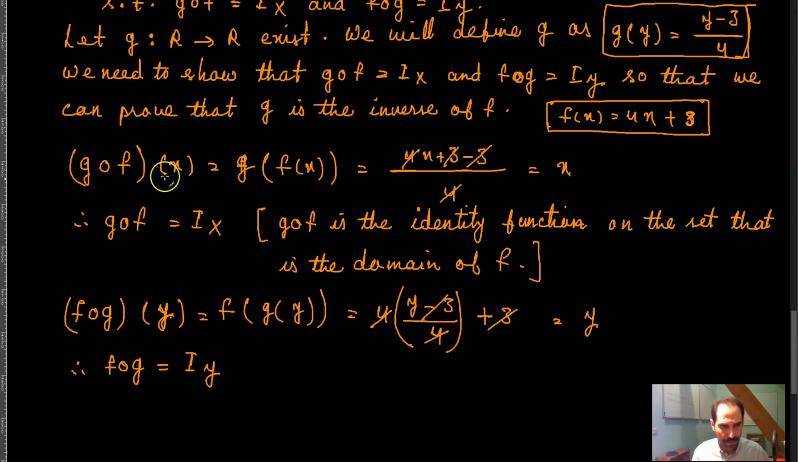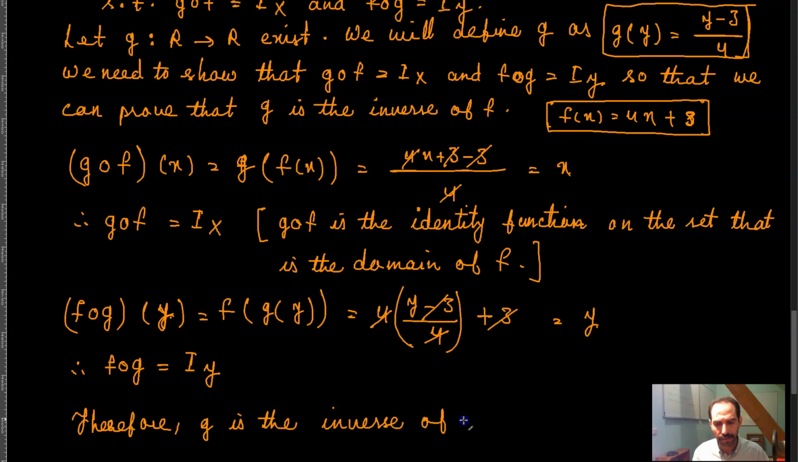So now that we have shown that g of f is equal to I of x and f of g is equal to I of y, therefore g is the inverse of f. So that was question number 7.